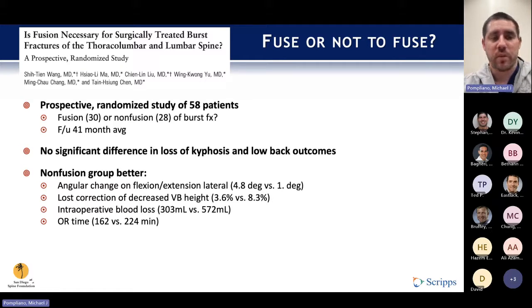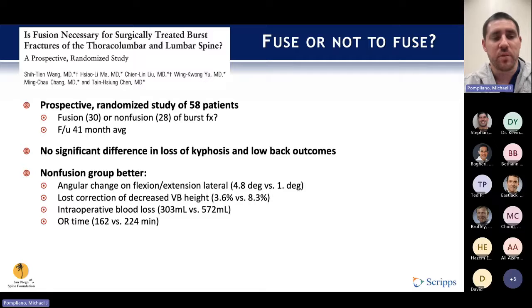This is a prospective randomized study of 58 patients looking at 30 fusion and 28 non-fusion burst fractures, average follow-up of 41 months, so definitely enough time in order to capture their primary objective. They found no significant difference with loss of kyphosis or low back pain outcomes, which makes sense. You're still doing the same percutaneous screws that we've previously shown are accurate, similarly between percutaneous and open, so you wouldn't expect any difference as far as biomechanical fixation.